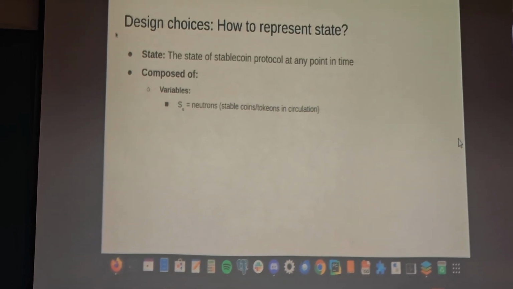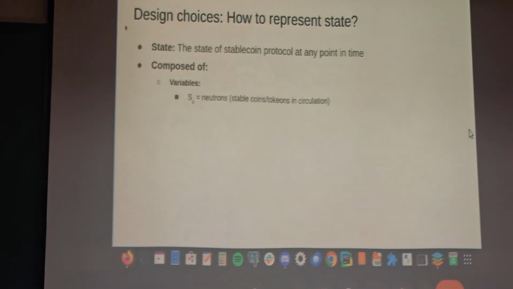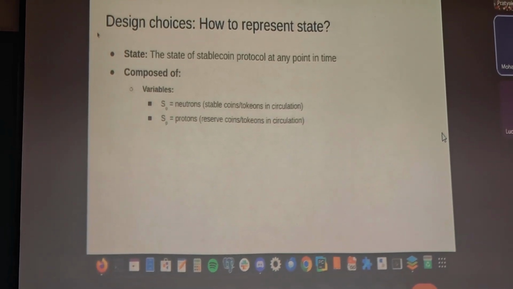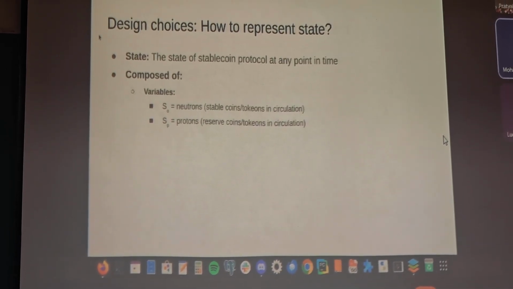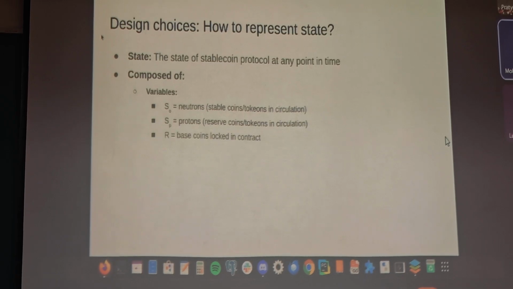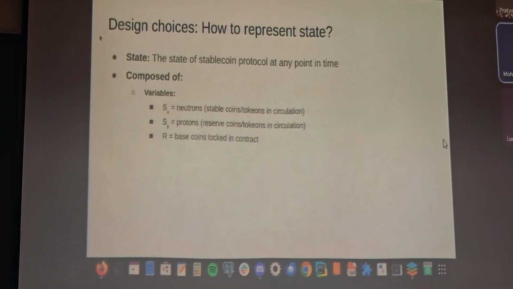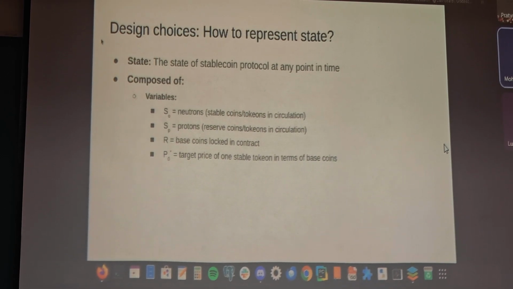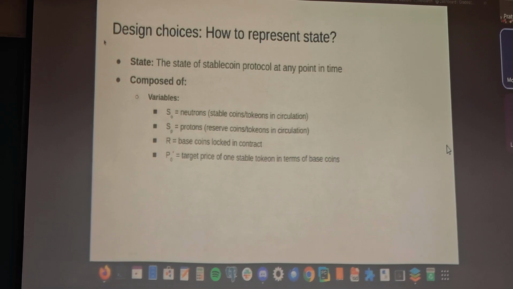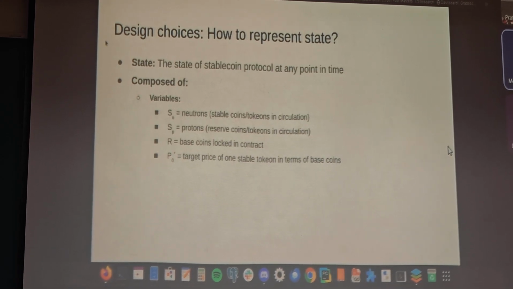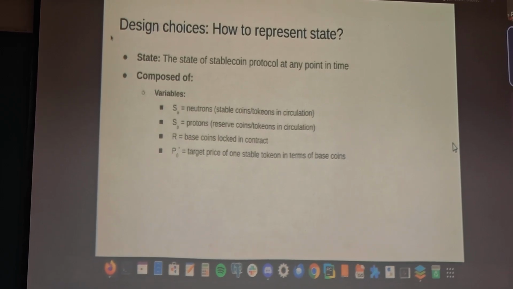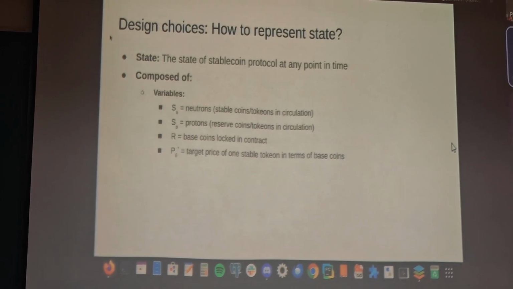For example, the number of neutrons that you have in circulation, which is basically stablecoins. The number of protons that you have in circulation, which are the reserve coins, and the number of base coins, which are locked in the contract, and P0 star, which is the target price of one stable coin in terms of base coins. So this is the price that we are tracking basically, and we want our stable coin to be as close as possible to this price.